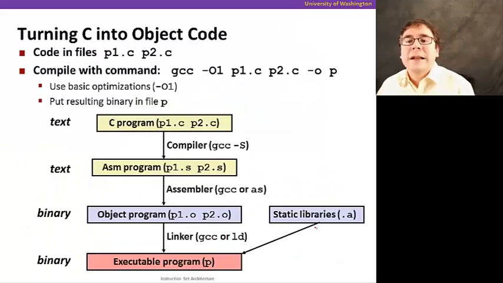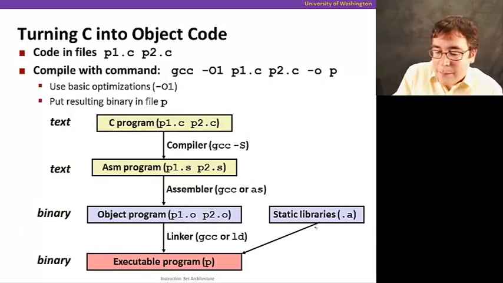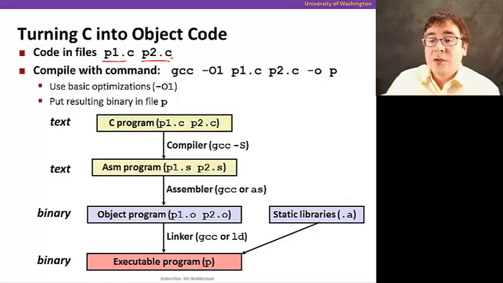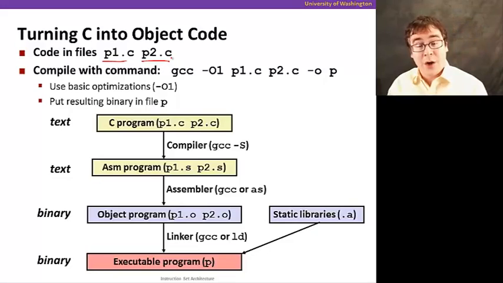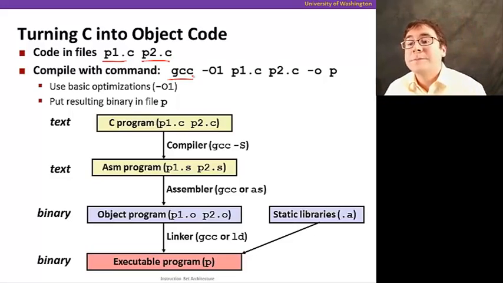Now let's look at how we turn high-level C code into object code, into machine code. So here are the steps. In this example, we have two source code files. These are .c files that hold code or text written in the C language. Now you're going to use a compiler. GCC is just a popular open source compiler that we're going to use in this class, and it's used by a number of people.